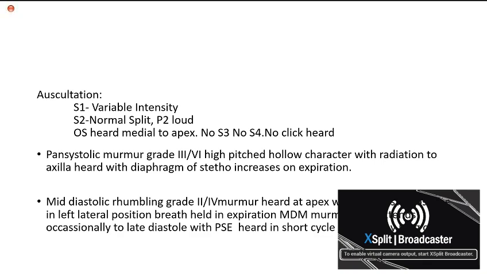MDM murmur also extends occasionally to the late diastole with pre-systolic accentuation heard in the short cycle, followed by the long cycle, sir, because the patient has got AF, sir. Okay. So how will you assess the severity of mitral stenosis by auscultation in a patient who is having atrial fibrillation?